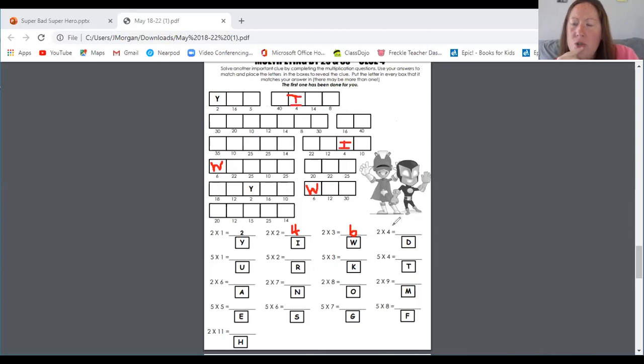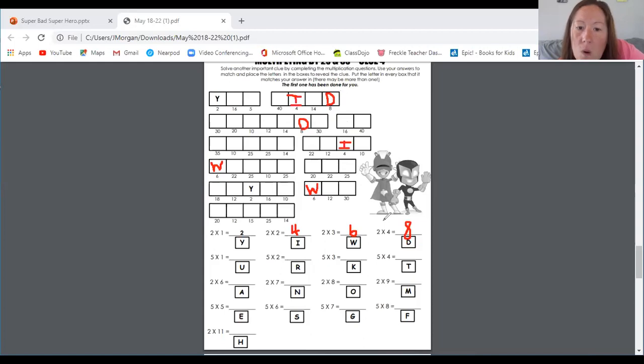All right, 2 times 4. What is that? Easy peasy business. Must be an 8. And our letter is D. So anytime we see an 8, it's a D. Here's another 8. Are there any more 8s? I'm looking. I don't think so. I don't think I missed any 8s.